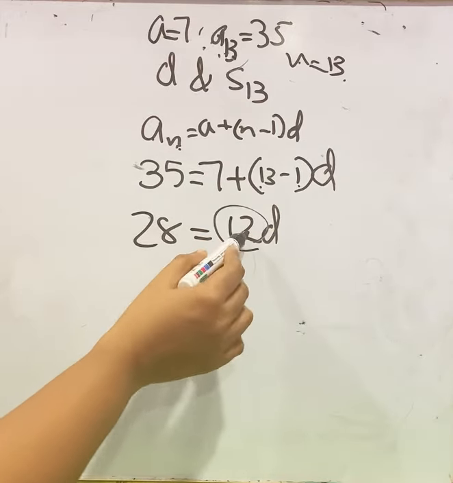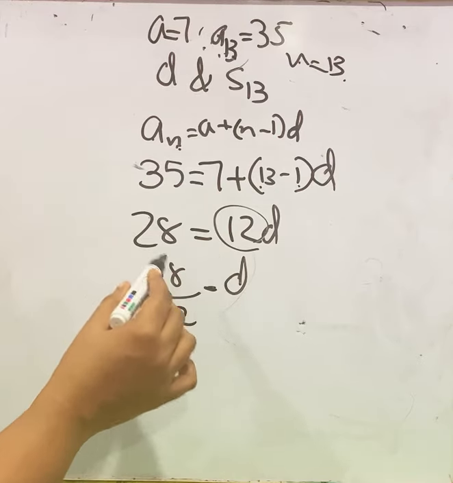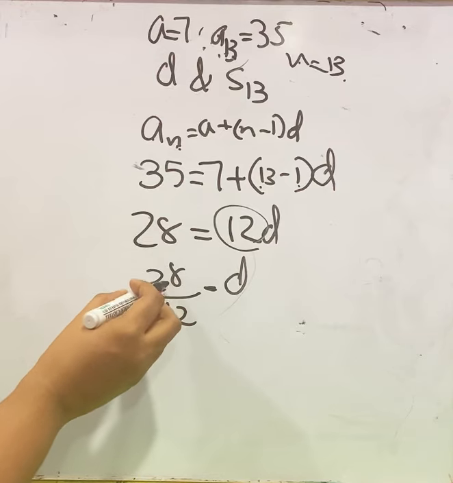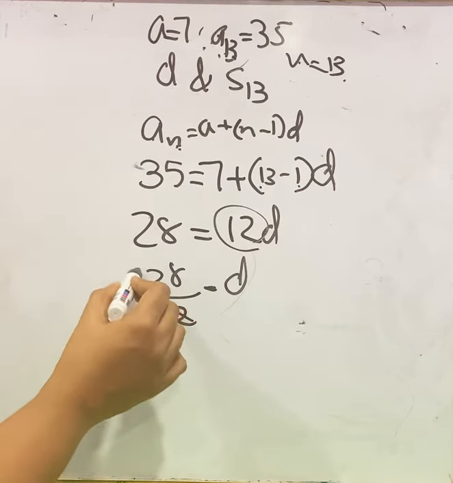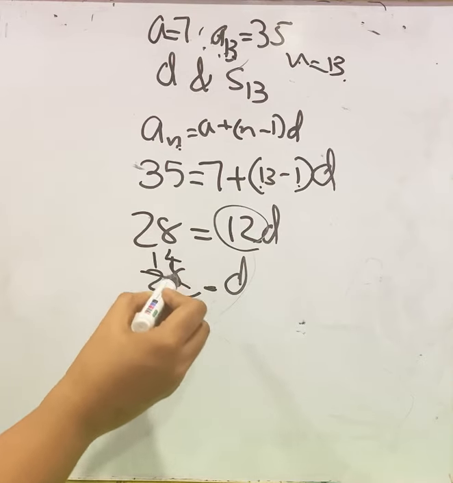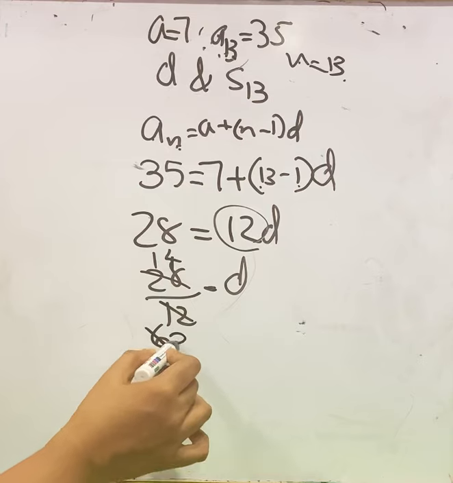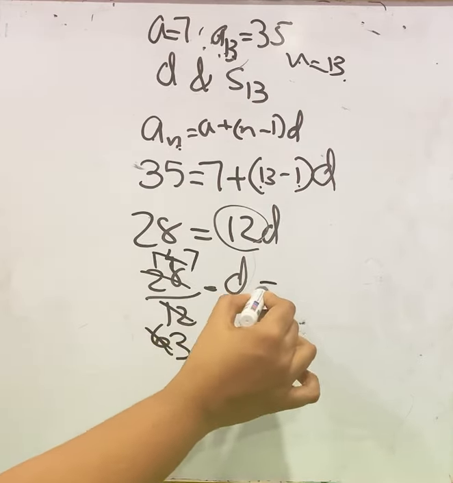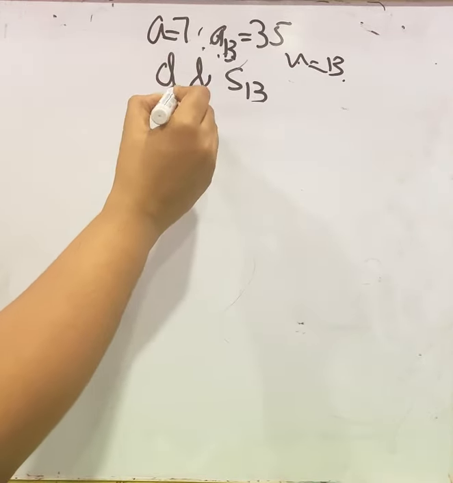Now take this 12 to the side. 28 divided by 12 equal to d. 28 by 12: we have common factor 2 in both denominator and numerator. Cutting with 2, 2 sixes are 12 and 14 twos are 28. Again dividing by 2, 3 twos are 6 and 7 twos are 14. The value of d is 7 by 3. d equal to 7 by 3.